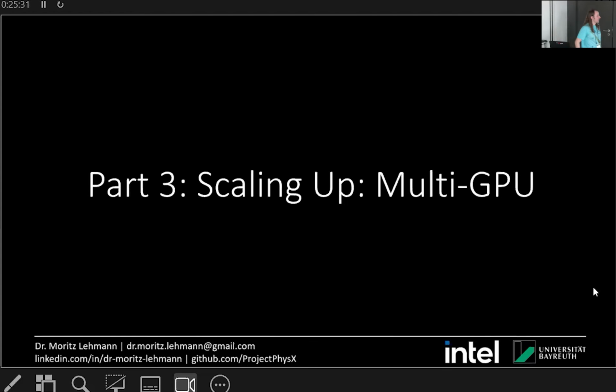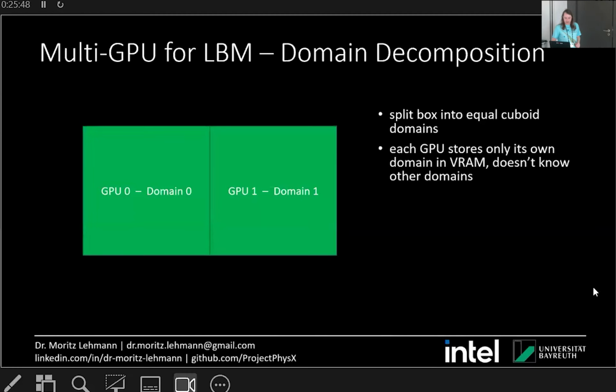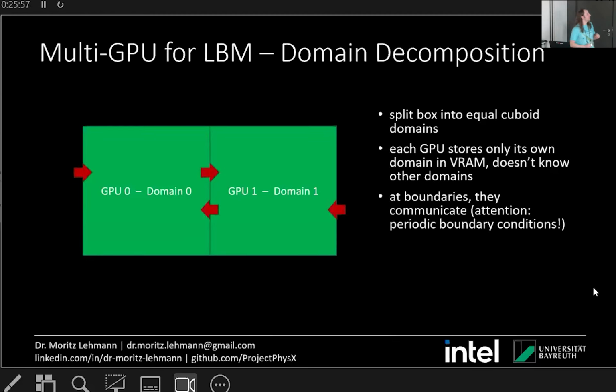Now to the interesting part, how to scale it up. One GPU only has so much memory, but multiple GPUs can get around it. So the idea is to do domain decomposition. You have a cuboid box and you split it up in the middle into 2 or even more domains. Each GPU only stores its own domain in its own VRAM, and it has no knowledge of the other domains. And in between, you need to share some data only across the boundaries. Keep attention for the periodic boundaries also.